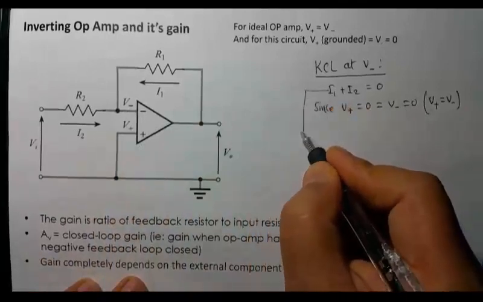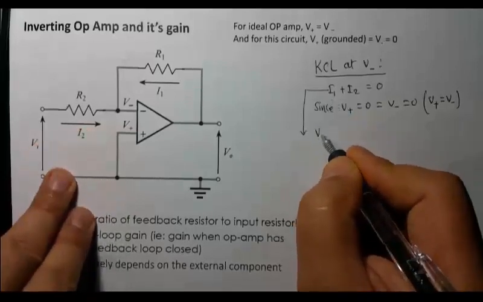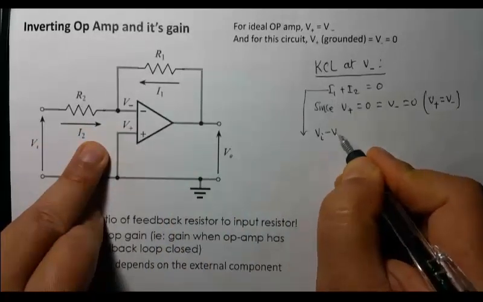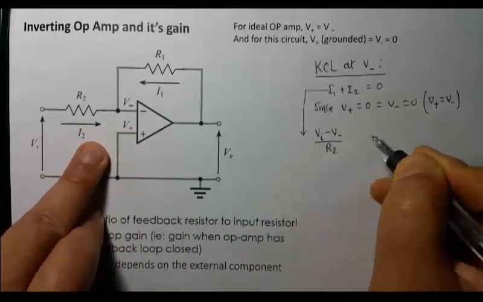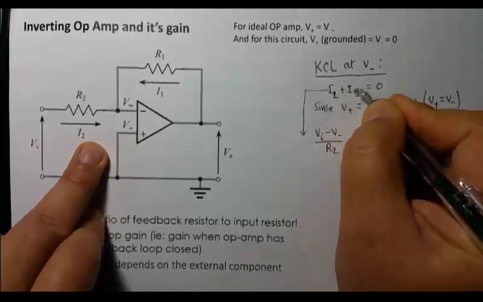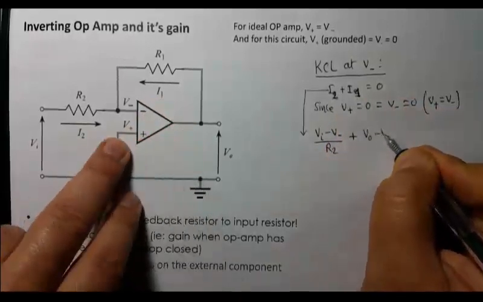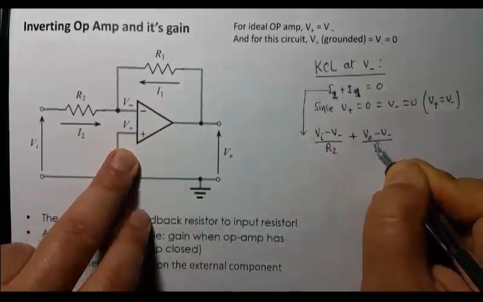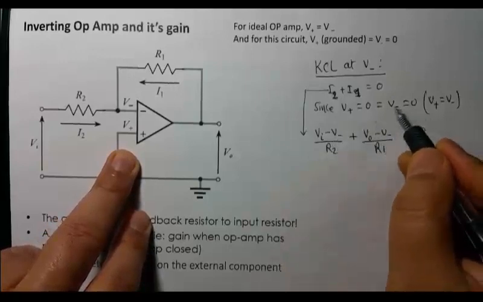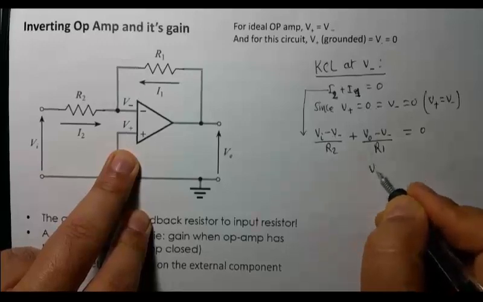And then you can apply our regular nodal analysis. So I2 is V input, the input signal voltage, minus V negative divided by R2. Plus I1, which is V out minus V negative divided by R1, is equal to 0. But since V negative is forced to 0, V negative is 0.